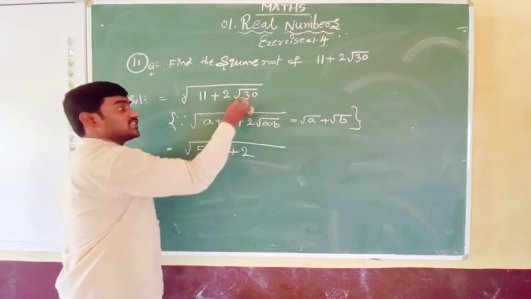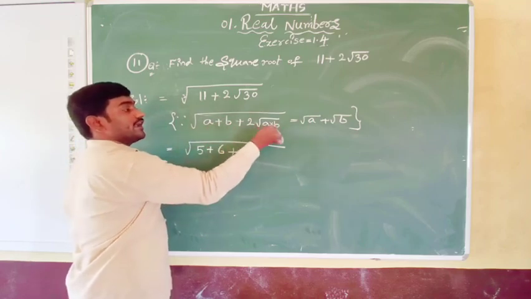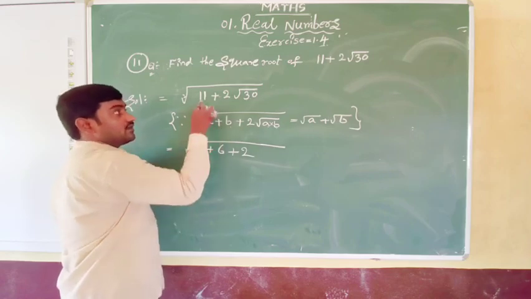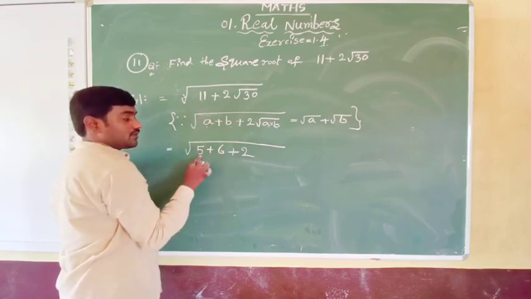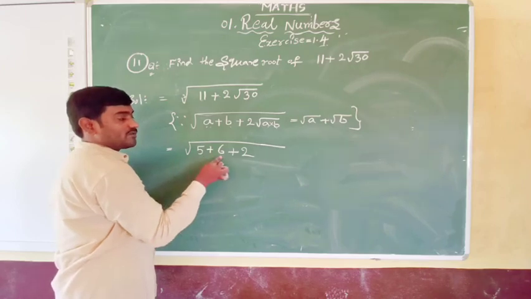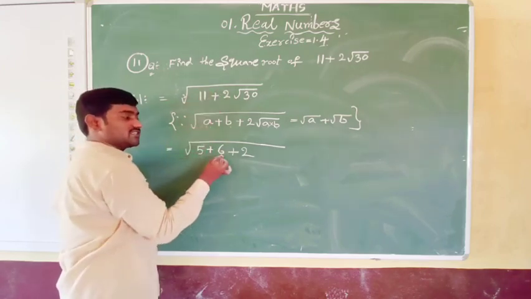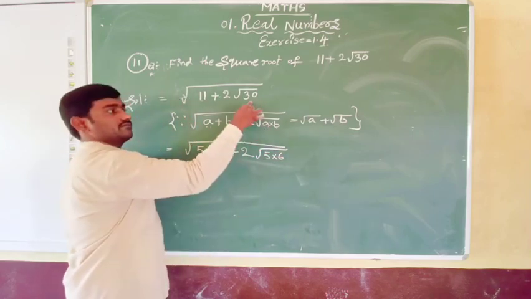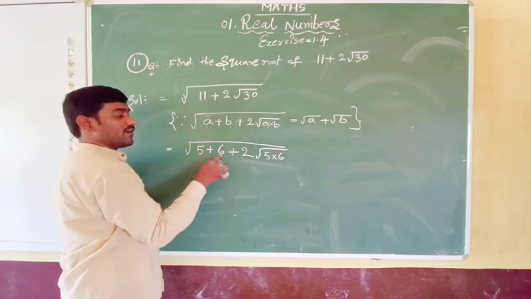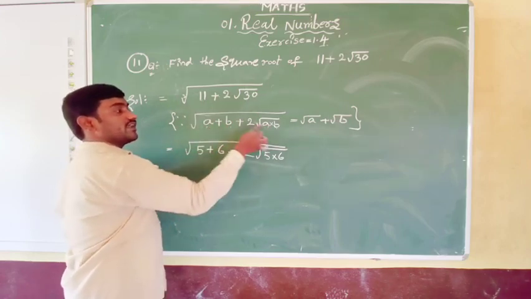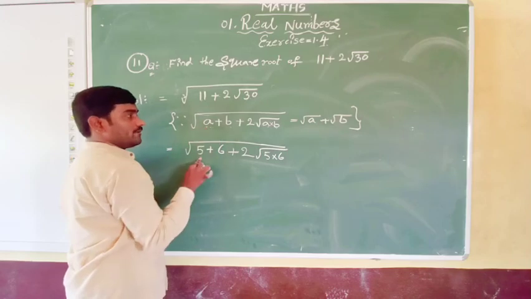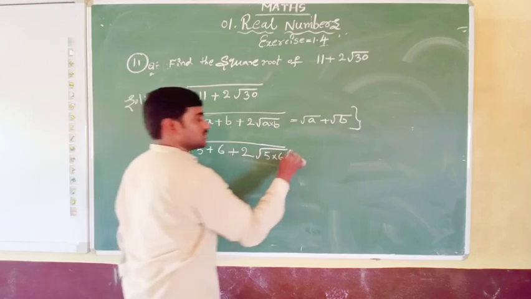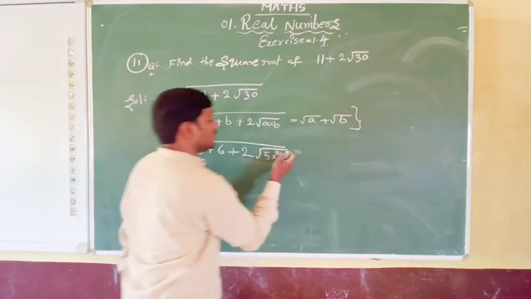So this 30 I need to write as a product of a and b. Whatever the a and b we wrote here, in the place of a and b, the sum of the 11 I have written as 5 plus 6. In the same way, if I do 5 into 6, I get the 30. See, a into b: a value is 5, b value is 6. In the same way, we need to choose the numbers. Okay, then I have changed in this form.